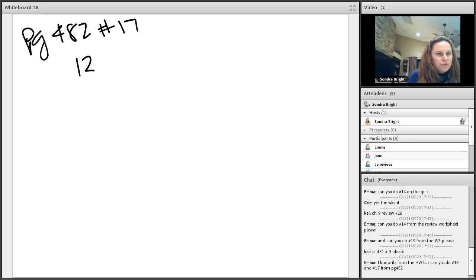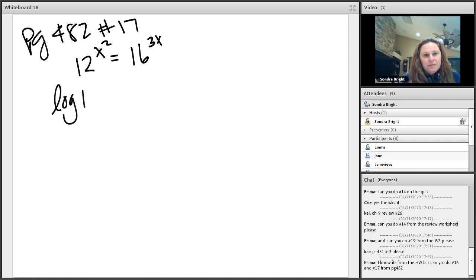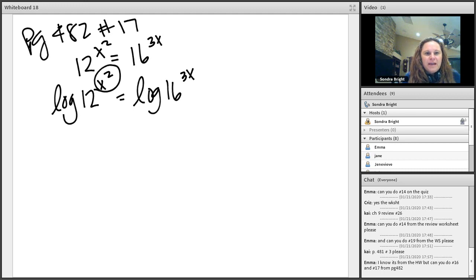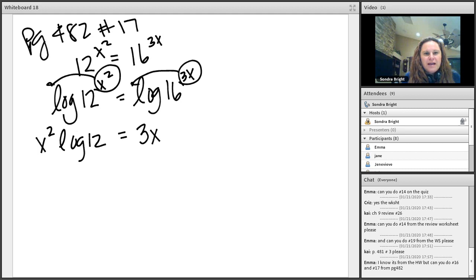So 12 to the x squared is equal to 16 to the 3x. It's a bummer it's a 12 because we can't write them as powers of the same base because 12 is not a power of 2. So you do have to use logs. Log of 12 to the x squared equals log of 16 to the 3x. Bring the x squared around front. Bring the 3x around front. We have x squared times log of 12 equals 3x times log of 16.